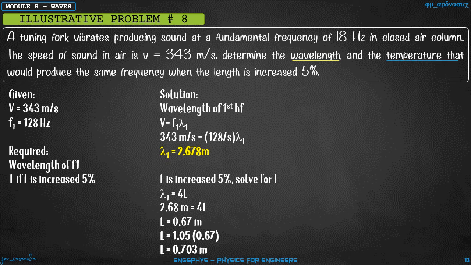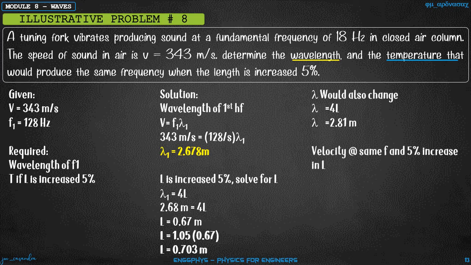So, if that is our length, we can solve for the temperature by computing the wavelength for this case. Since the length changed, the wavelength will also change. So, using our equation for the fundamental wavelength equal to 4L, the wavelength now is equal to 2.81 meters. Okay? We have the same frequency, 128 Hz still. So, the speed will change for the same frequency but different wavelength. So with that, we solve for the speed, which is wavelength times the frequency.